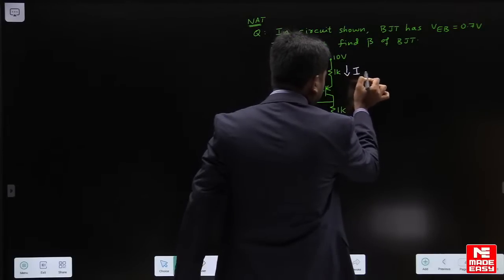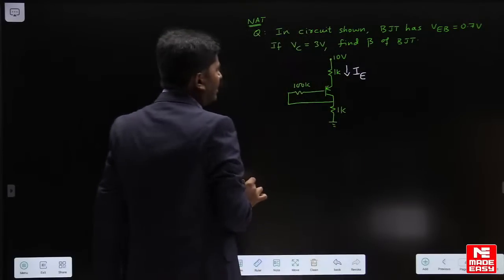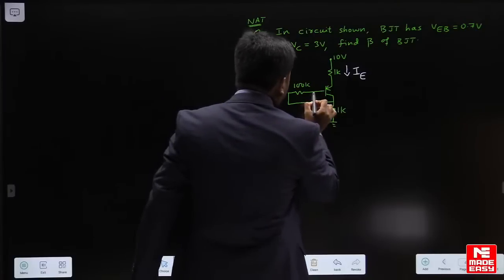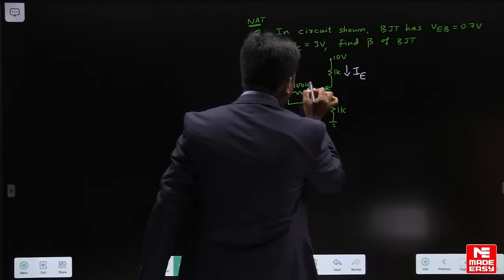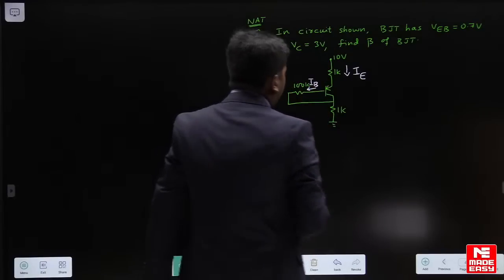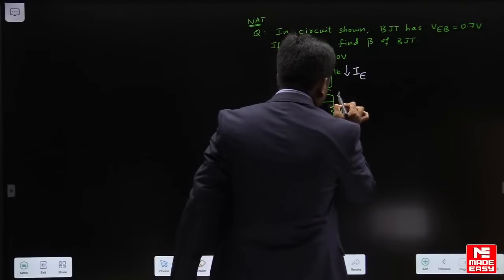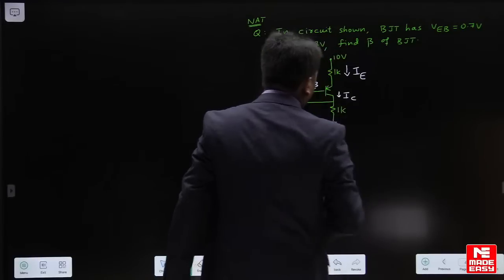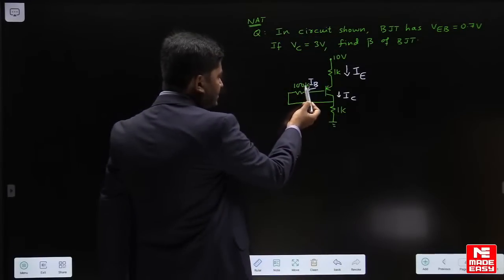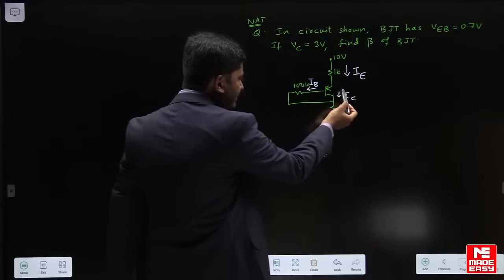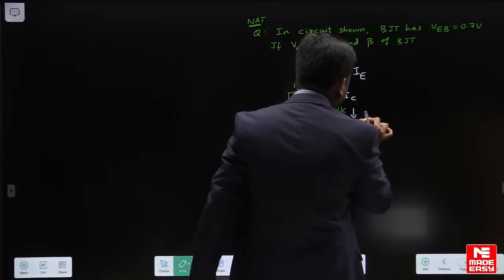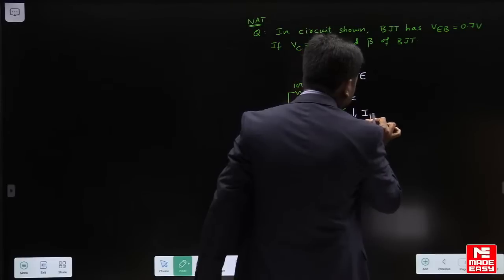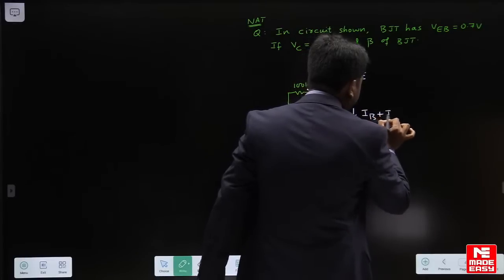This is the emitter current and this will be the base current for the PNP transistor, IB flows outward. So we will show the base current here and this is the collector current. Now if you observe that IB comes from here and IC will come from here and those currents will combine and flow into this 1K. So if we write current through 1K, it will be IB plus IC.